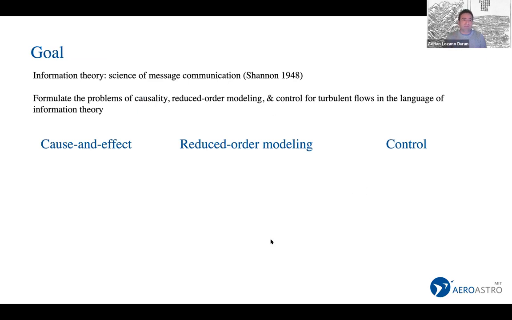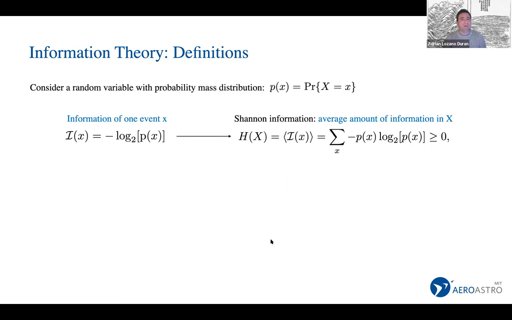Information theory is a science of message communication. It was mostly introduced by Shannon. What you will see here is a way of working with the probability distribution of events. That is very convenient because it allows you to prove some theorems and to have tools that can help to understand the physics of the flow. In particular, I want to reformulate three problems for a turbulent flow: cause and effect, reduced order modeling, and control. I'll go one by one. I'll show a bit of the theory that is needed, and then I'll show one example. Again, I'll try to keep everything very high level, so it's going to be more an overview. If someone wants to know more about the details, you can go to the paper and then talk to me later. So let's talk about some definitions that we need.